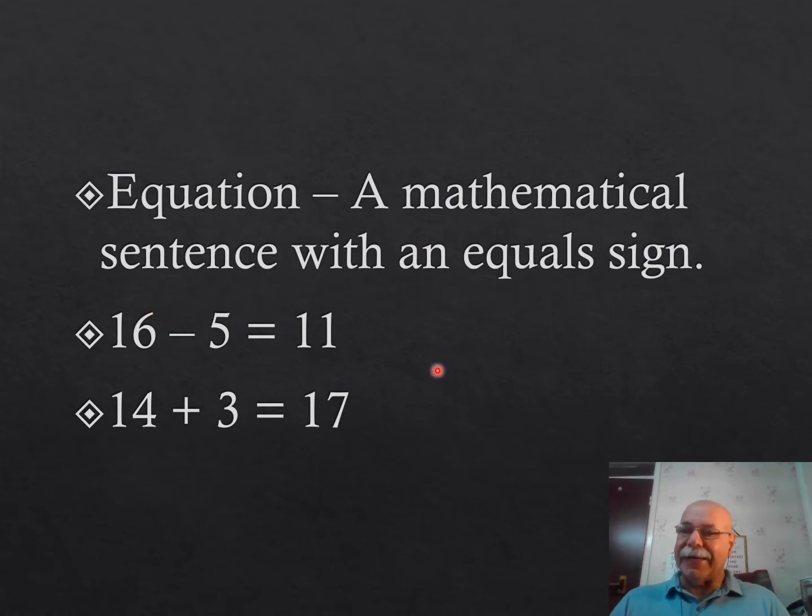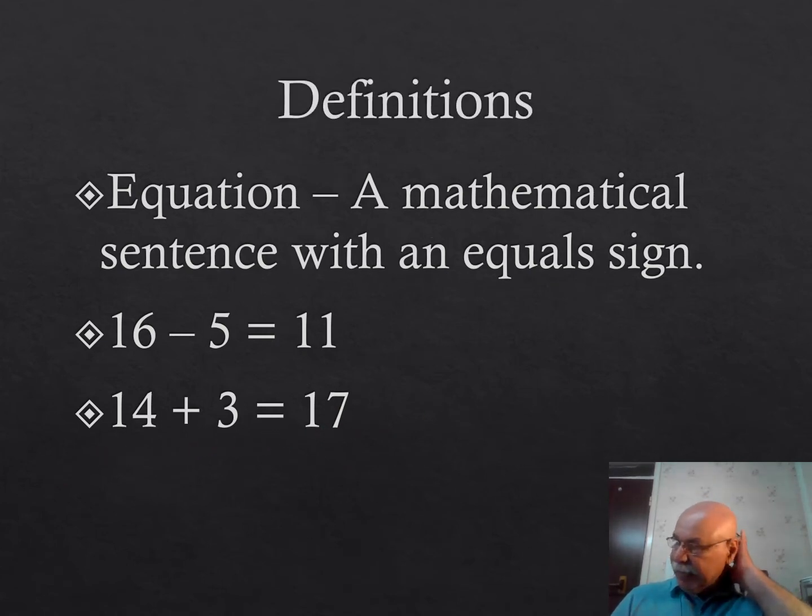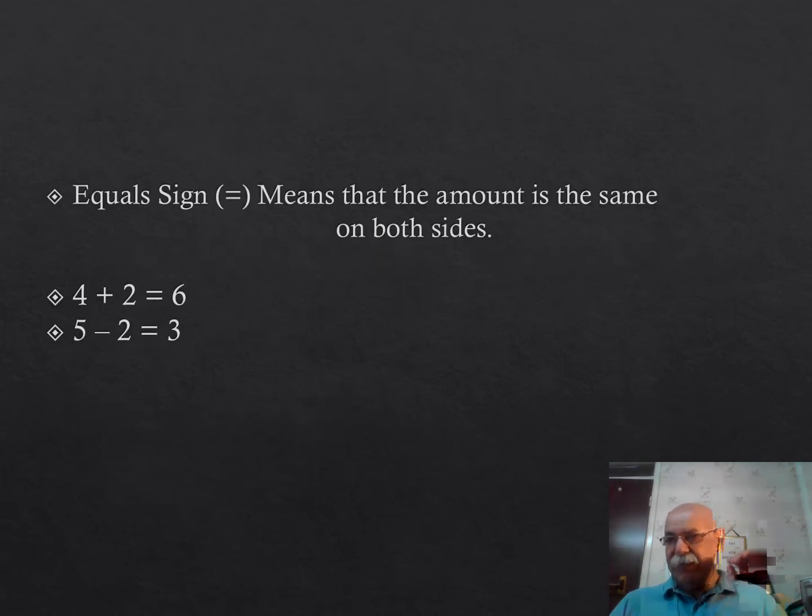An equation is a mathematical sentence with an equal sign. Any equation must have the equal sign. You see, 16 minus 5 equals 11, meaning this is an equation. It is not a normal sentence, but it is an equation because it has the equal sign. Also, 14 plus 3 equals 17 is the definition of an equation.